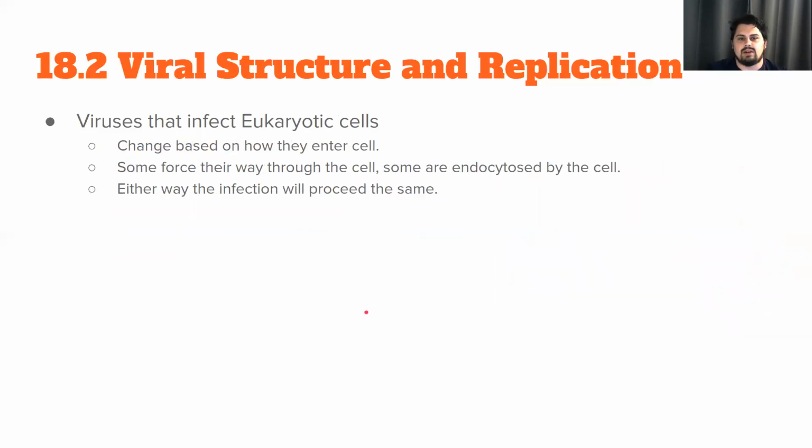Now, eukaryotic cells are a little bit different, right? Viruses are changed based on how they enter the cell. Some are going to force their way into the cell, and some are going to be intentionally uptaken by the cell through endocytosis. Really doesn't matter how they get into the cell, just that they get into the cell, because the end result is the same. That is that the host DNA is going to be hijacked by the viral DNA, and it's going to use all of the proteins, all of the organelles to do the virus's bidding, which is really creepy when you think about it, because it's not a cell, it's not alive, but it has this much power over a living entity, right?